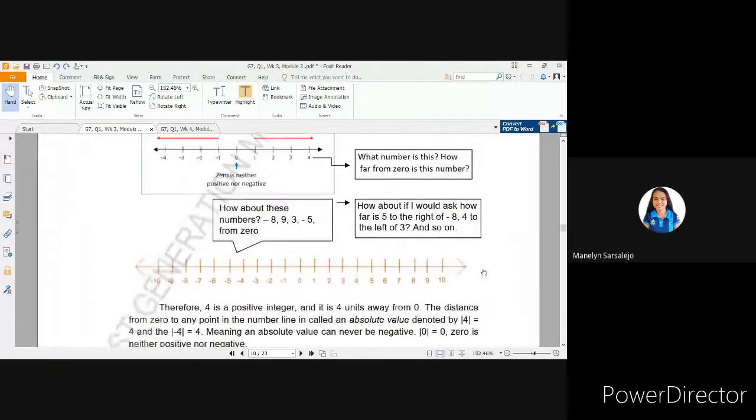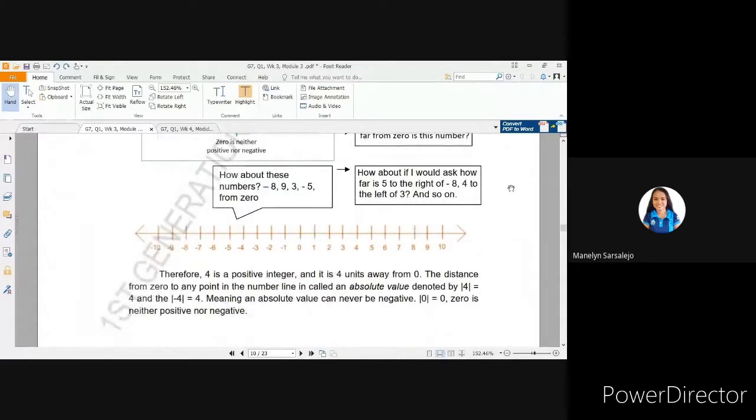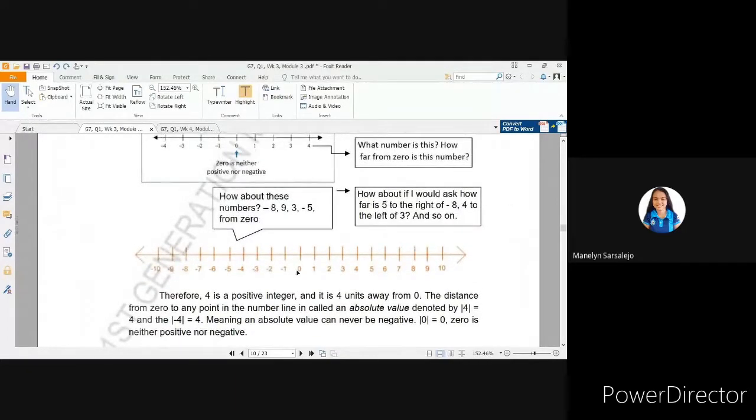Okay, so let's have this number line. We have 0 here at our center and 10 positive integers to the right and 10 negative integers to the left. Okay, so let's have this number. What is this number? Okay, this is 6. So how far is 6 from 0? So how do we know? So we count from 0 to 6. Okay, 1, 2, 3, 4, 5, 6. So meaning the distance from 0 is 6.